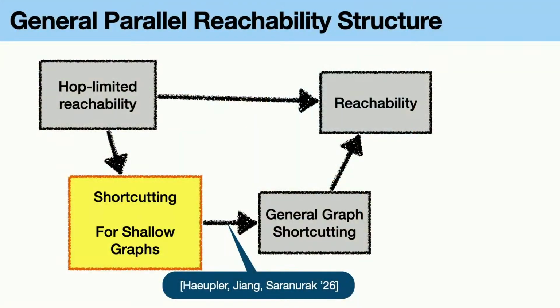OK, so back to reachability. The general structure of a parallel reachability algorithm is we need an algorithm that can solve the hop-limited version of the problem. We have that. That's parallel BFS, limited to some number of hops. We use that algorithm to build a shortcutting algorithm. But now we only have to worry about shallow graphs. So you generally don't even have to worry about parallelism at this point, because the only tool we're using is this, which is already parallel. From here, we can apply that reduction from the previous slide that says if we can do shallow graphs, we can do general graphs. And then once the graph is low diameter, we can just solve reachability using the hop-limited reachability algorithm.